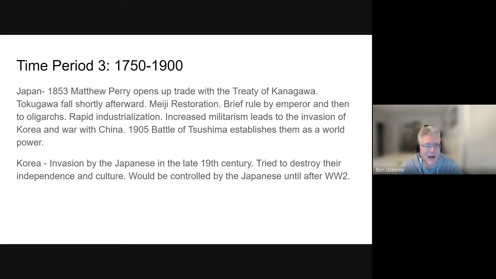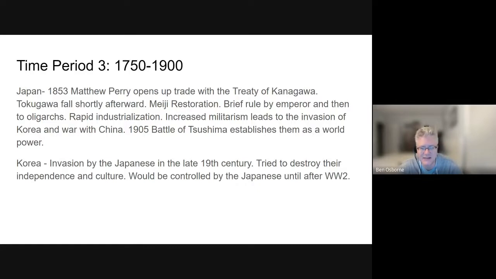That will lead to a rapid industrialization. We're talking from swords to giant cannons and tanks and stuff like that very, very quickly. This increased militarism leads to the invasion of Korea and a war with China by 1900. In 1905, they fight the Battle of Tsushima against the Russians, which establishes them as a world power because they're able to defeat the Russians.